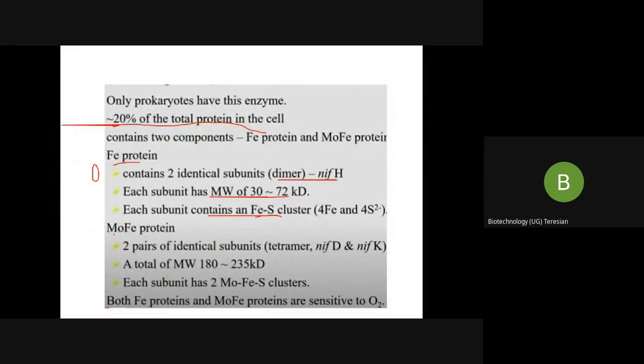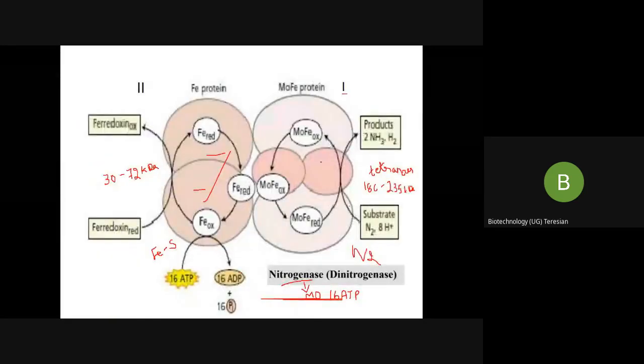Then next is the molybdenum iron protein. It has two pairs of identical subunits. That is why it is a tetramer, and it has the genes NIF-D and NIF-K. Remember, NIF are the nitrogen fixing genes. There are different types of nitrogen fixing genes present, of which we have written only the important ones here. The total molecular weight of this molecule is 180 to 235 kilodalton. So this is a tetramer, and the molecular weight is 180 to 235 kilodalton.